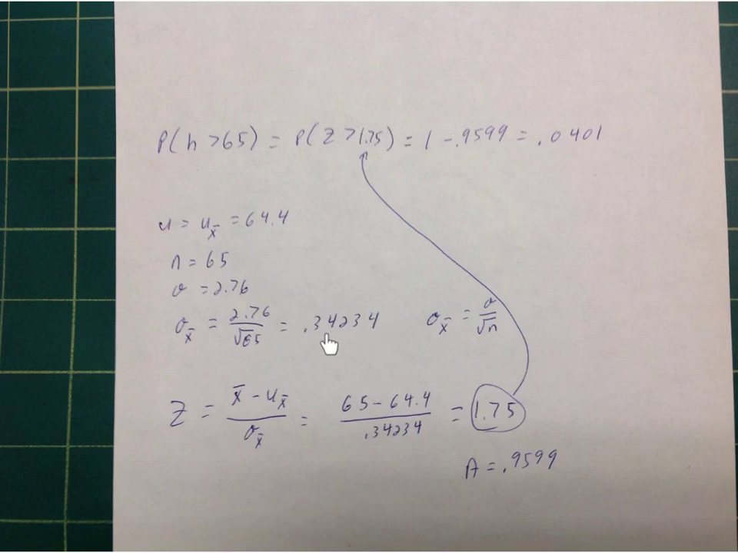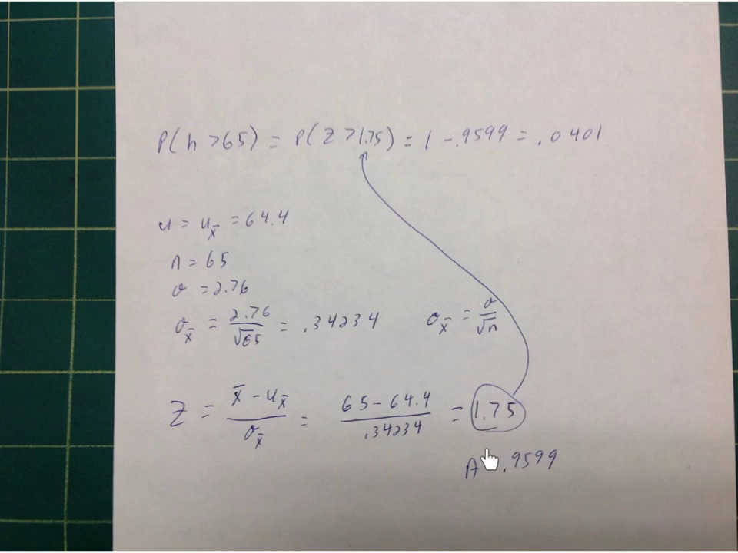Now the z-score will be 65 inches minus the population or sample population height, which was 64.5, divided by the standard deviation of the sample, which we just calculated, which comes out, and I rounded it to 2 decimals, 1.75.